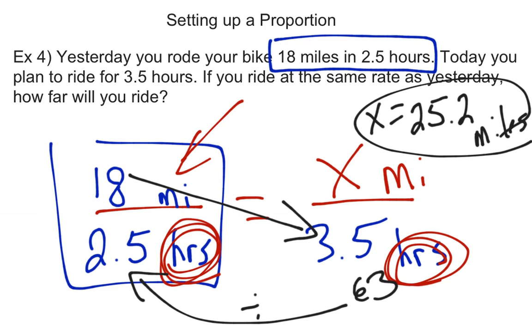So that's the key to setting up a proportion: make sure that the labels in the numerators match, miles and miles, and on the bottom, the denominators match, hours and hours, and that way you're home free. That's our lesson for today.